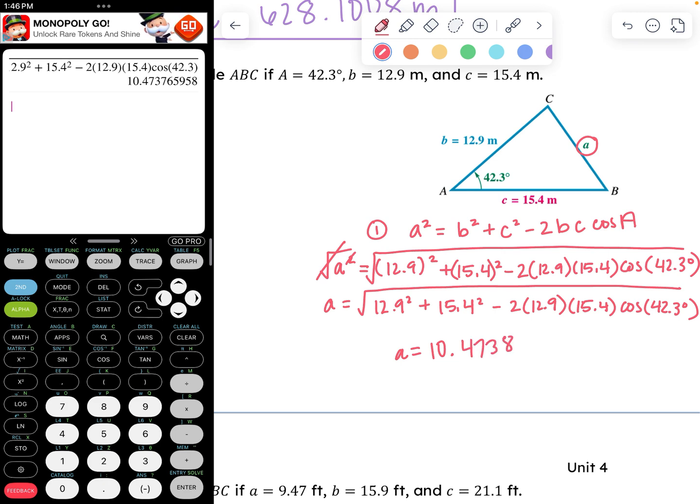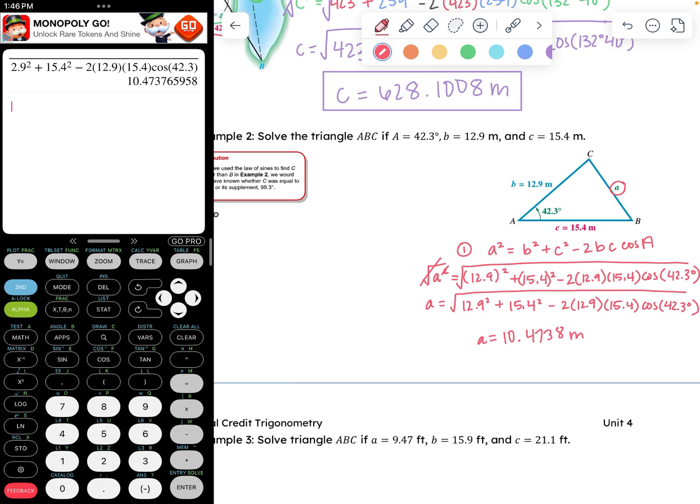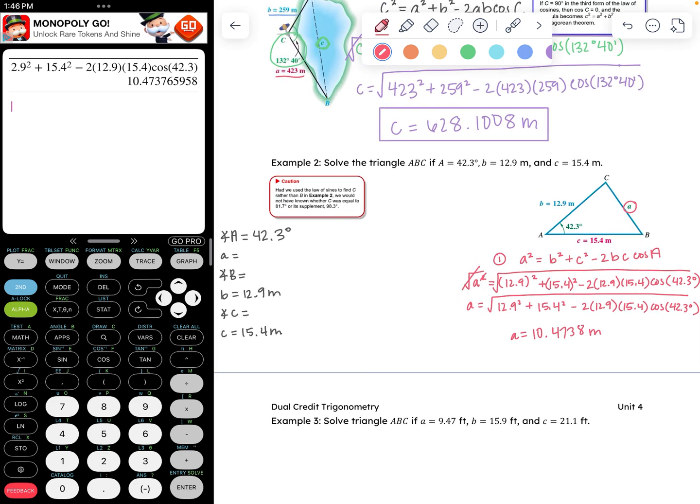10.4738 meters. Now I will look over here and see that both of my other sides are just one decimal place, to the tenth. So I'm going to round my answer just like that. So I'm going to say 10.5 meters. Now I'm going to section this off and move on to the next part.